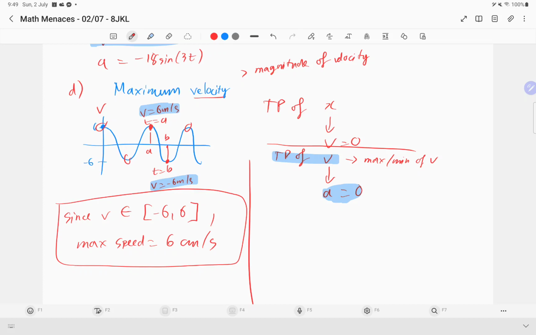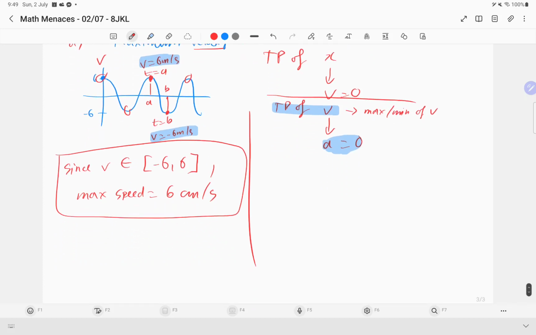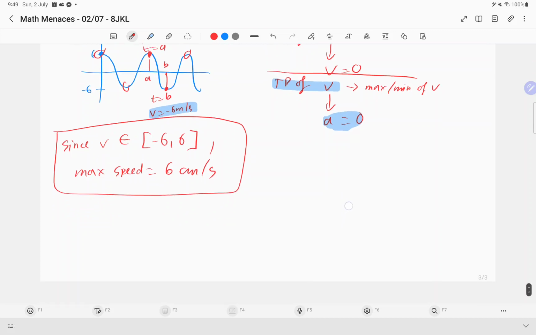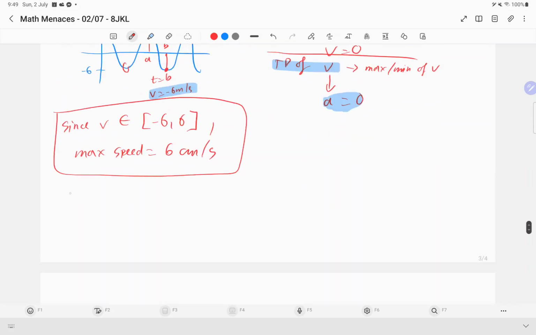But you have to work out the times and locations. Yes, you've got to work out the times and locations. So to find the times and locations, you will need to solve acceleration equals to 0. So this is when you need to set it to find the time. You use the acceleration one to find the times, but then you can just state what the max speed will be. Otherwise you will have to find the times and sub back into the v in order to get the maximum speed, but we already know what it is.